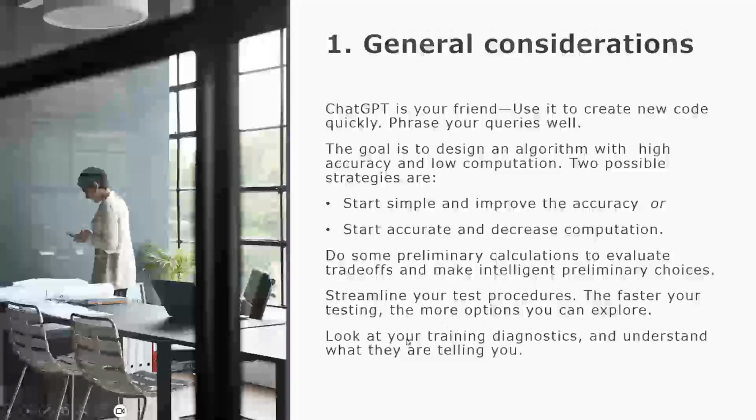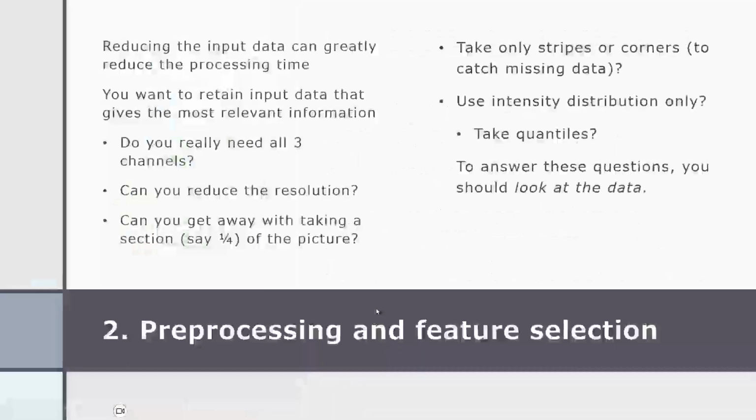Now, also look at your training diagnostics and understand what they're telling you. When you do training, you'll get certain feedback from the algorithm, especially with training of neural networks, and make sure that what you're seeing makes sense. Don't just train and look at the final number. See if what you're doing makes sense. So I'll talk more about that also in the rest of the slides.